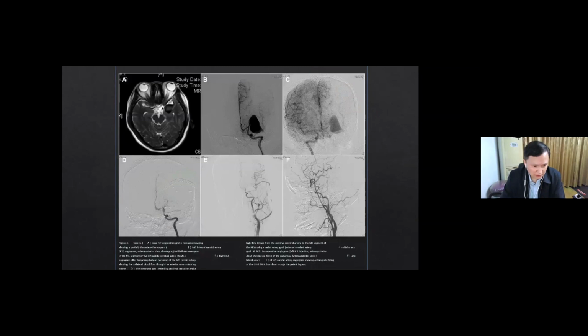So this is another case. You can see this is a very giant MCA aneurysm. So this is a female patient. So we use an STA radial artery, from the ECA branch to radial artery to MCA territory, combined with proximal occlusion of the aneurysm. Actually, clip of the parent artery at the proximal end.